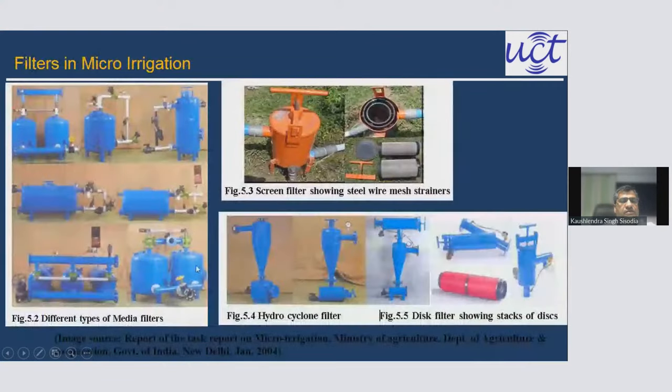And these are a few filters that are used in micro irrigation, like media filters, because we have to make sure that the water being used is clean, so that the life of the irrigation system can be increased. So we have to make sure that water is properly filtered. We have different kinds of filters for that, screen filter, hydrocyclone filter, and this filter. And we again have automation or some kind of method so that the water is properly flushed from the filters.